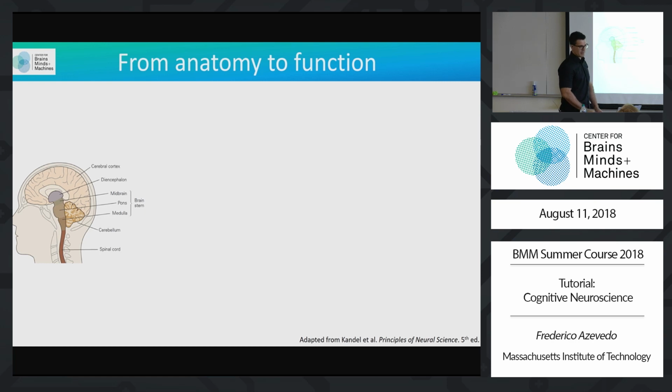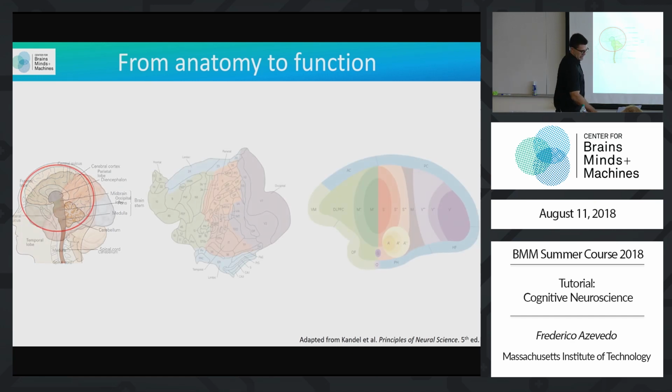Just a little review from anatomy to function. I'm going to concentrate on the brain. So the brain is composed of cerebellum, brainstem, the encephalon, and cerebral cortex, as is depicted in the picture. But there is also the amygdala, the basal ganglia, the reticular formation, which are not depicted here.